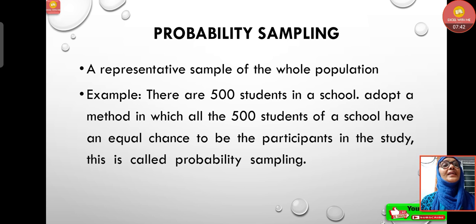Now let's understand clearly about probability sampling. We want a representative sample of the whole population. For example, if there are 500 students in a school, adopt a method in which all 500 students of the school have an equal chance to be participants in the study, not deciding your favorites or just like that. This is called probability sampling. Probable already tells us there is a chance of selecting anyone.